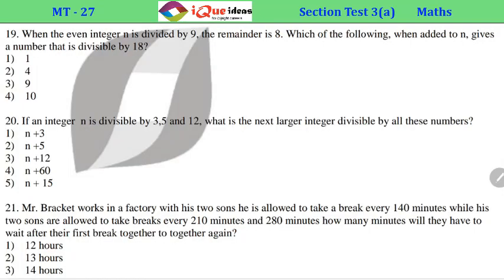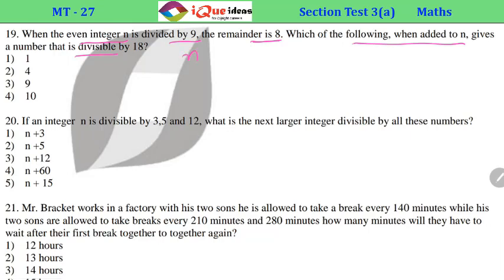Now this question, the 19th one, says: when the even integer n, so it's already given that n is even, is divided by 9, the remainder is 8. Which of the following when added to n gives a number that is divisible by 18? So let's first calculate this.